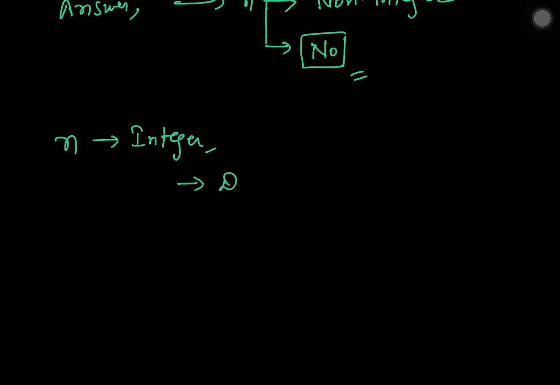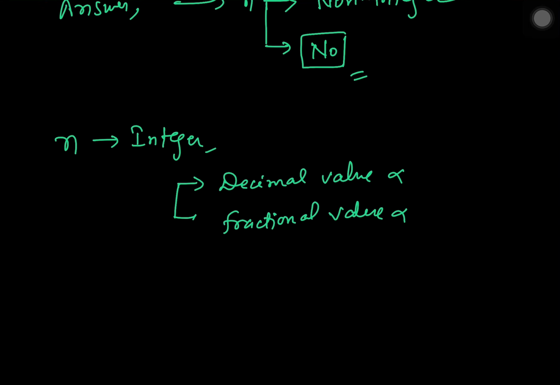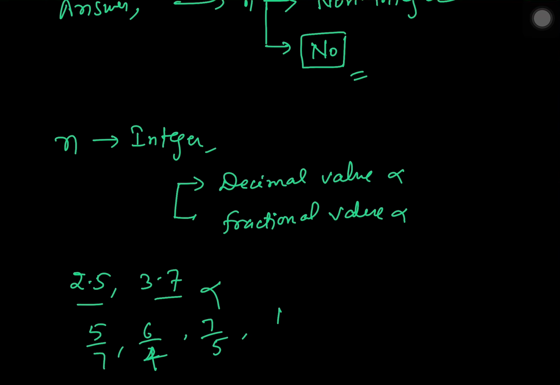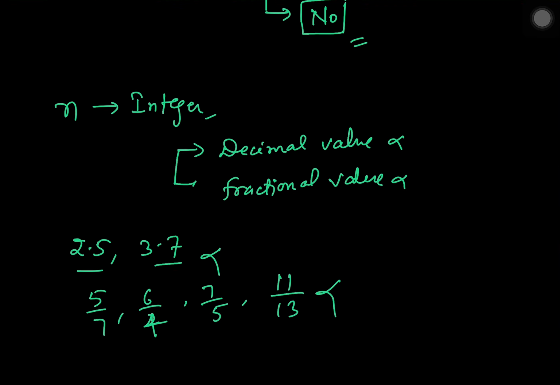It must not be a decimal value. It cannot be a decimal value or a fractional value. For example, 2.5, 3.7, not like that. Fractional values like 5 upon 7, 6 upon 4, 7 upon 5, 11 upon 13, not like that. These are the fractional values.